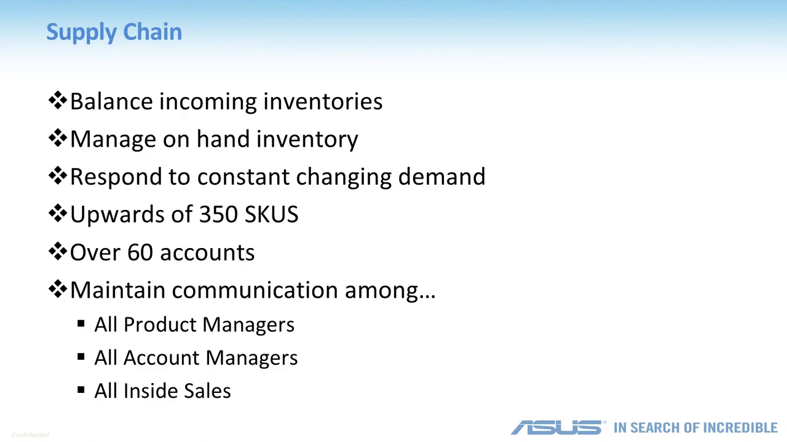What we needed Boardwalk for was our supply chain. Supply chain has a lot of different aspects to it: you have to balance the incoming inventory, manage your on-hand inventory, and respond to constantly changing demand. And while we're doing this, we have upwards of 350 SKUs at any given time, across 60 accounts, and we have to maintain communication among all of your product managers, which is one team, all of your account managers, which is another team and usually external, and all of your inside sales, which is yet another team.